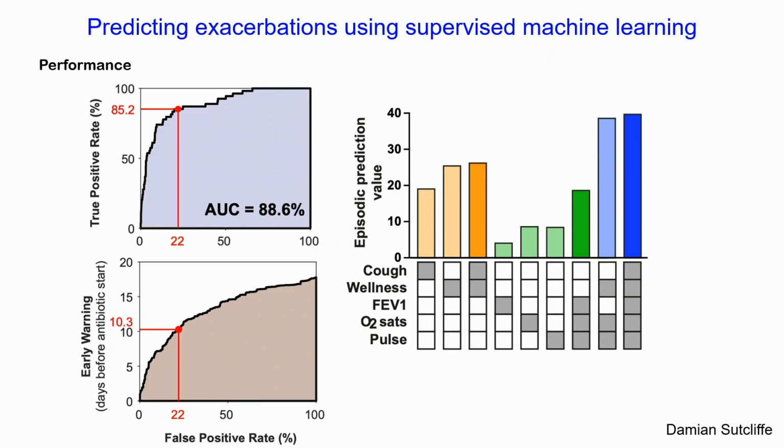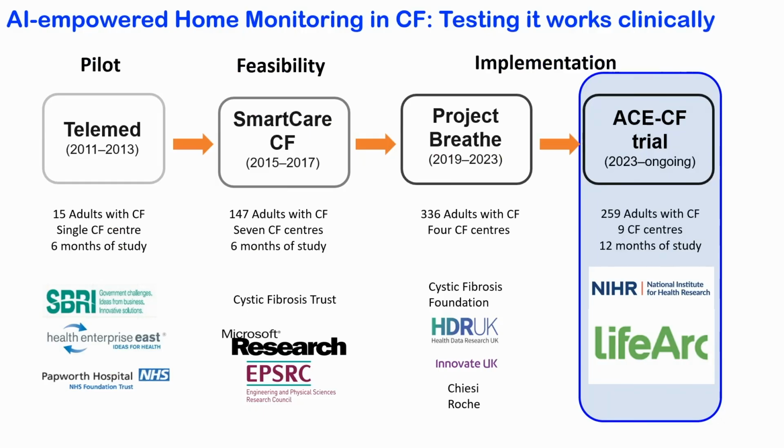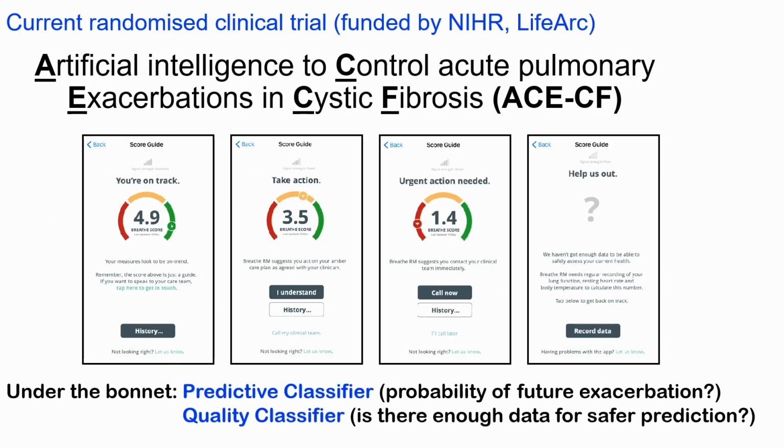So the orange bars show how much each of those parameters contributes to the overall prediction. Imagine that if you put cough and wellness together, it gives you an increased prediction value. Whereas we found, very interestingly, that once we took off even 1 hour, it didn't move very much. So there's ongoing work on that. And then to ACE, which is our currently running trial.